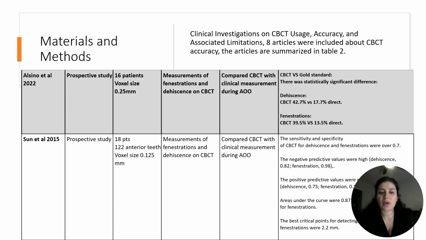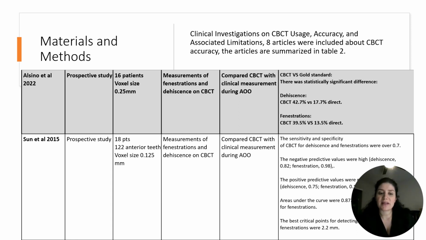Next, we will move to Alcino et al., which had a prospective study, and they included 16 patients with a voxel size of 0.25. They compared the measurements of fenestrations and dehiscence on CBCT with the measurements that were done clinically during a surgical procedure called AAO. And they found that there was a statistically significant difference, and the dehiscence in CBCT and fenestrations were overestimated versus the direct measurements.